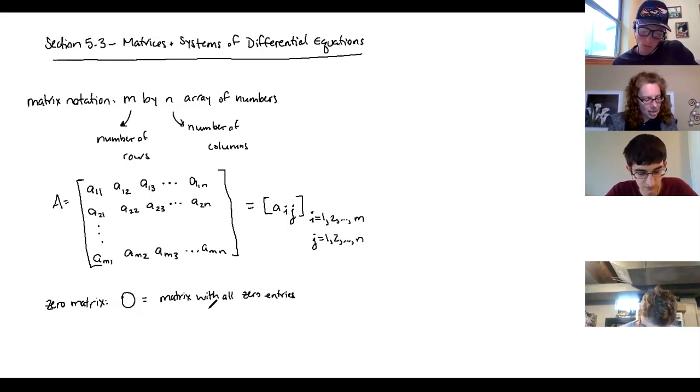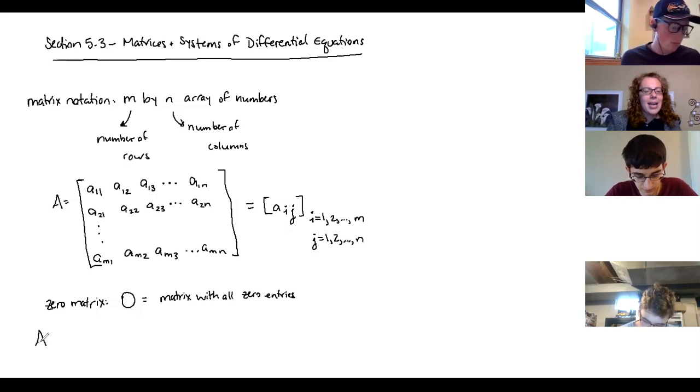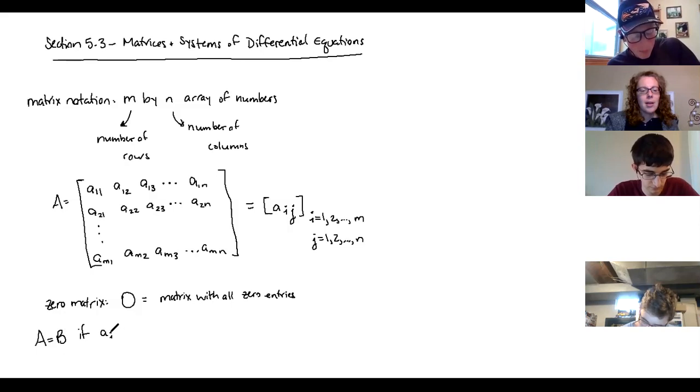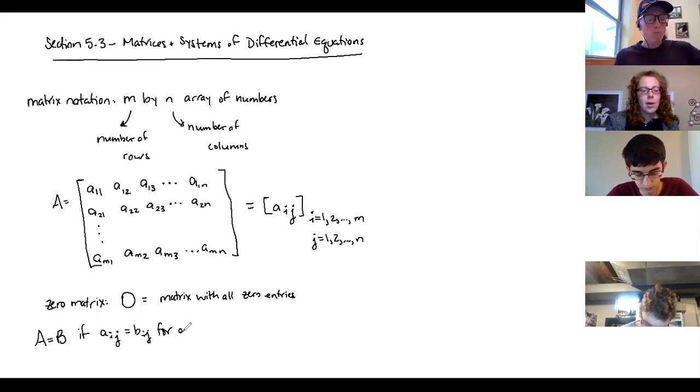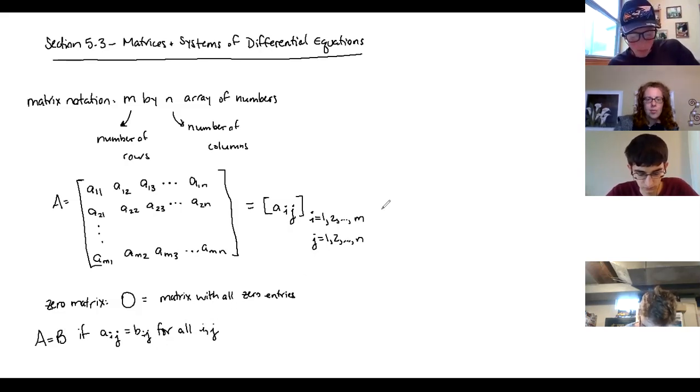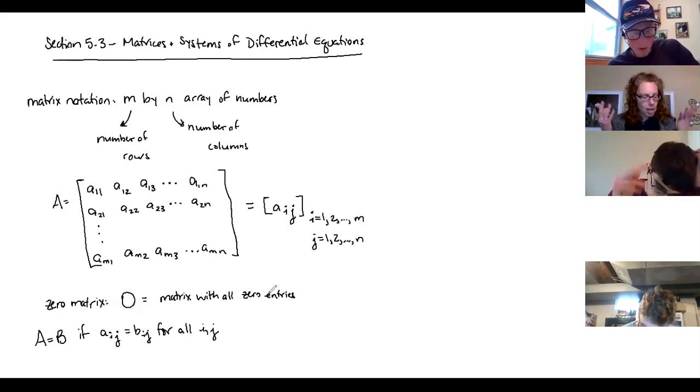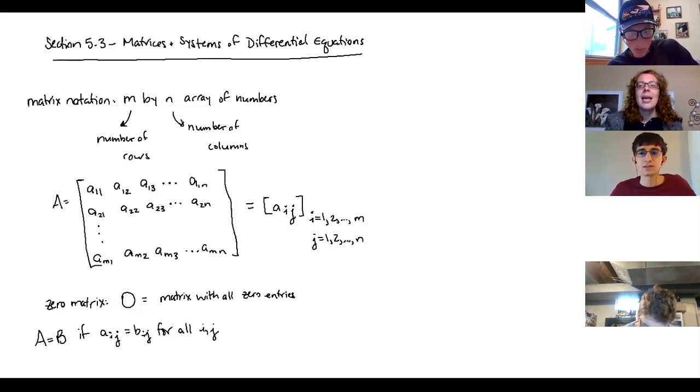So that's the 0 matrix. A is equal to B. So 2 matrices are equal. A is equal to B if A sub ij equals B sub ij for all i and j. And again, this would be where i goes from 1 to m, where j goes from 1 to n. So 2 matrices are equal if all of their components are equal.